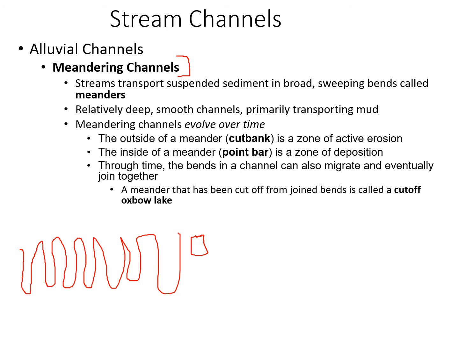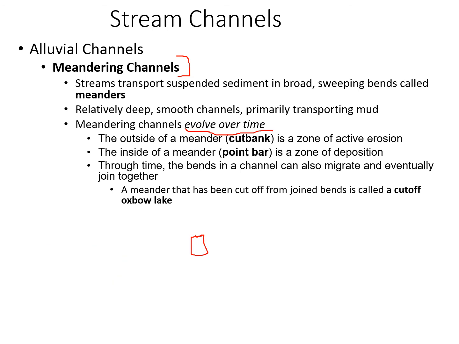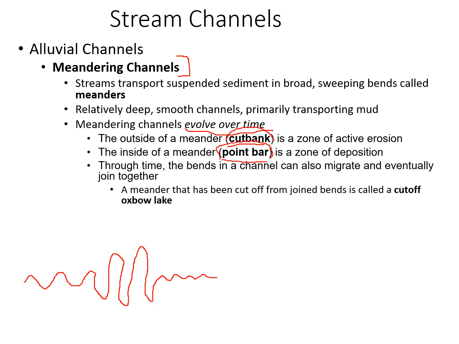And so meanders evolve over time. They change. So let's say we have a river meandering slightly through time. Over time, the meanders will get larger, and the loops get larger. But then they straighten out and evolve, because what happens is you have two areas called cut banks and point bars. Cut banks are areas of erosion. Point bars are areas of deposition.